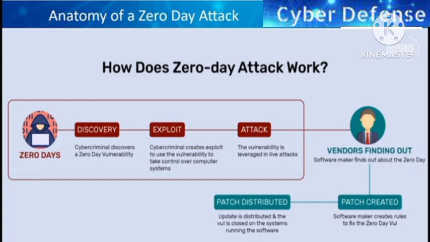Now when the software maker finds out about the vulnerability or the zero day, he has no time to patch it because the attacks have already been done and the damage has been done. So this thing is known as zero day, because the attacks happened before the vendors were even aware. Now next, obviously the software maker has to create rules in order to fix the zero-day vulnerability, and the update is distributed and the vulnerability is closed on the systems which are running the software.